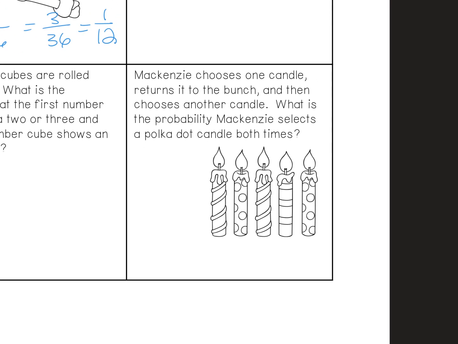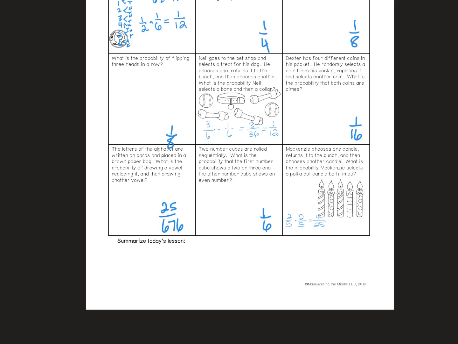Mackenzie chooses 1 candle, returns it to the bunch, chooses another candle. What's the probability Mackenzie selects a polka dot candle both times? Well, I've got 2 out of 5. Puts it back, it's still 2 out of 5. So it's 4/25.